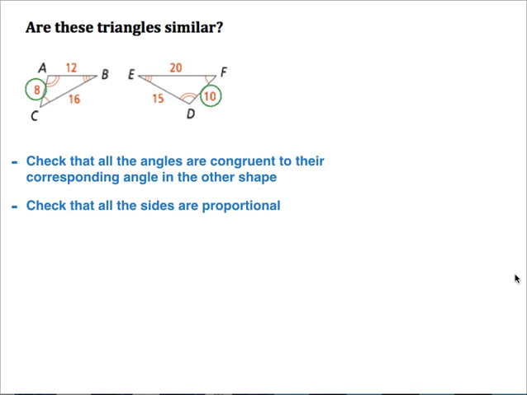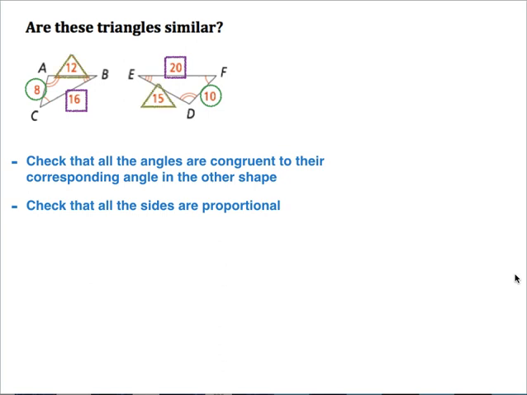So let's pair up the corresponding sides. The smallest two go together, so choose a way to mark them corresponding. Maybe use circles, or maybe you just highlight them in the same color. And then find the largest two sides. Find a symbol to mark those two sides as a pair of corresponding ones. And then the medium two sides.